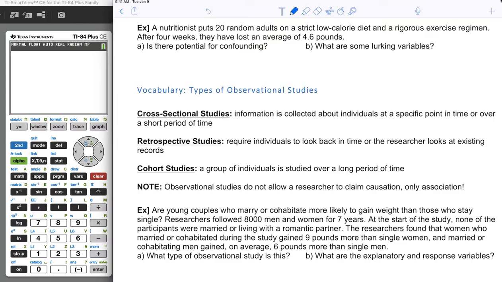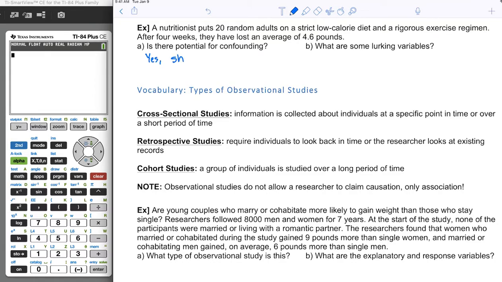A nutritionist puts 20 random adults on a strict, low-calorie diet and a rigorous exercise regimen. After 4 weeks, they have lost an average of 4.6 pounds. Is there potential for confounding? Well, you can see that she put all 20 of them on both the diet and exercise program, so because she did not separate these explanatory variables, there is going to be a difficult time deciding which one or both or what combination of them resulted in the success. So the answer is yes.